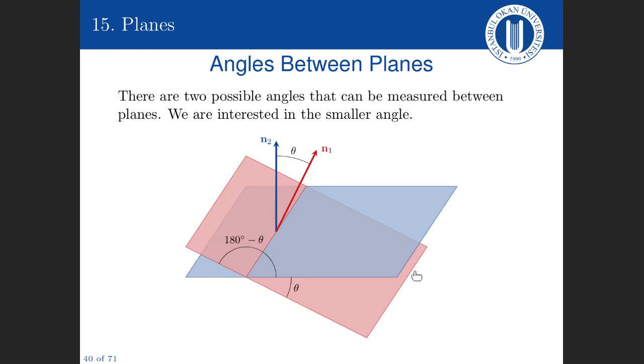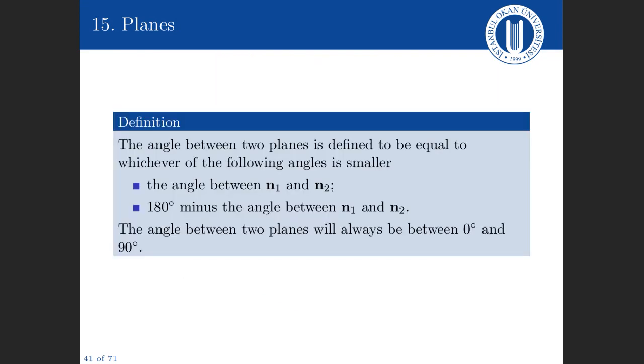We know how to find the angle between two vectors. The angle between two planes is equal to whichever one of the following numbers is smaller: the angle between N1 and N2, or 180 degrees minus this angle. That means that the angle between two planes will always be between 0 and 90 degrees.